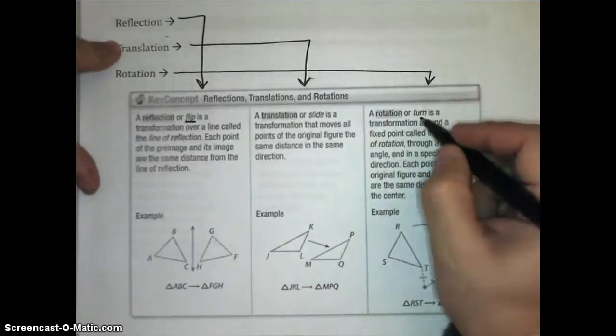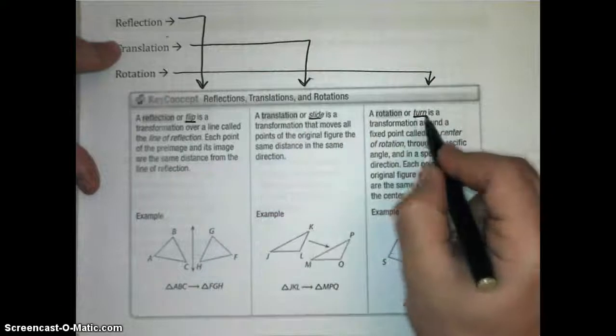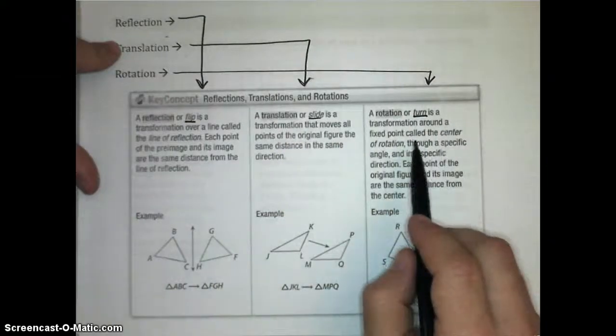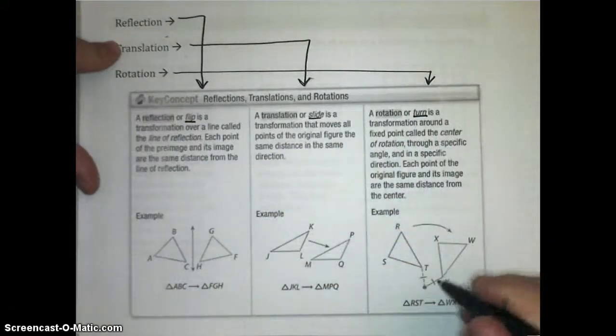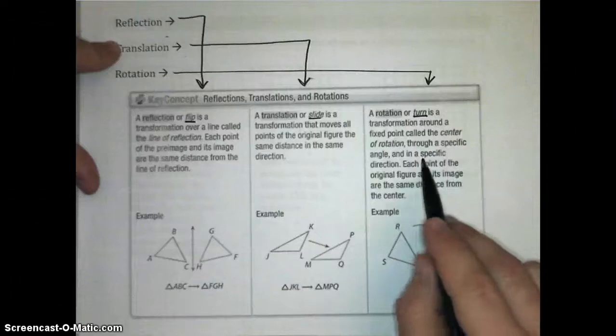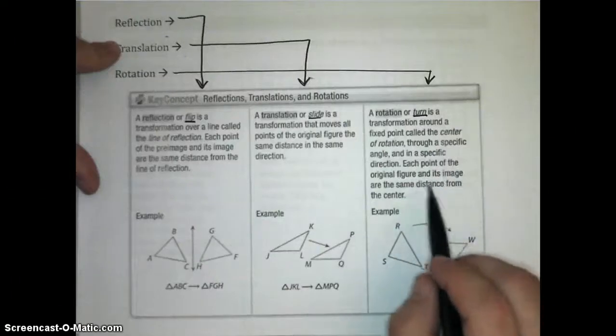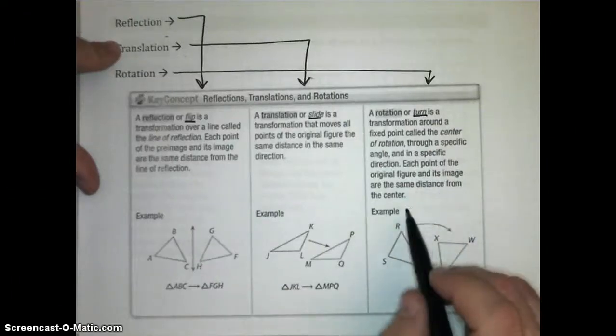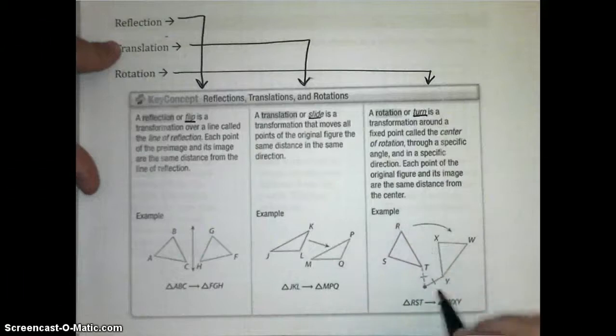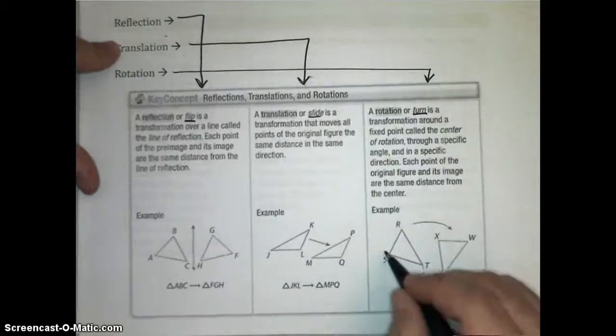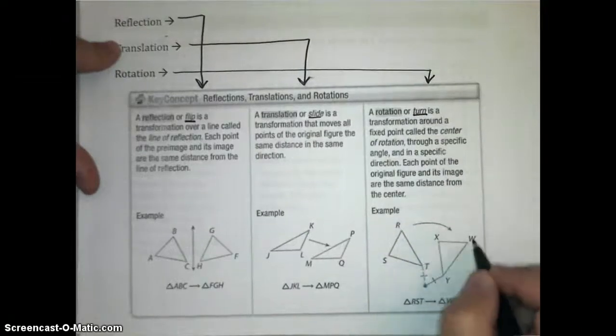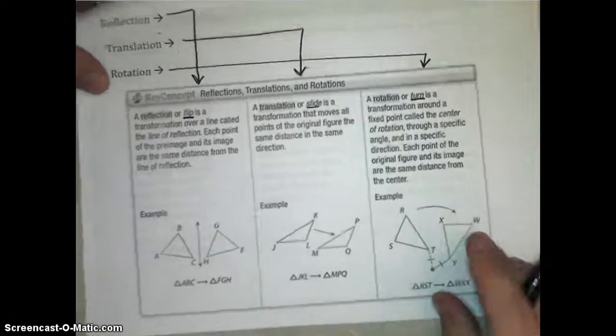And then a rotation or a turn is a transformation around a fixed point called the center of rotation through a specific angle and its specific direction. Each point of the original figure and its image are the same distance from the center. Okay, so each one of these is the same distance as its counterpart from that center of rotation.